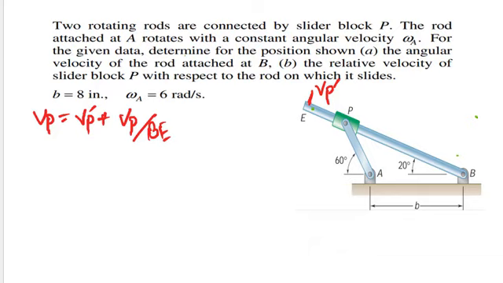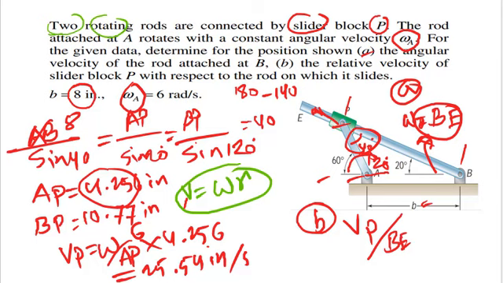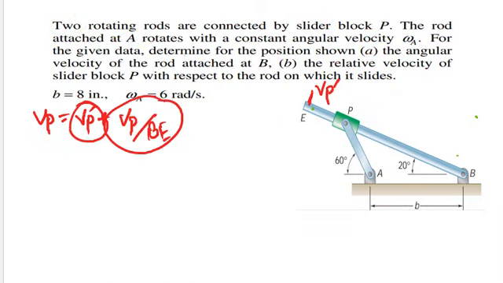Then we know this V_P, right? Also we don't know this V_P prime, and V_P prime with respect to B, also we don't know. Now we have to go forward according to the desired value. That means we want omega_BE, that means the angular velocity of B we have to find out.